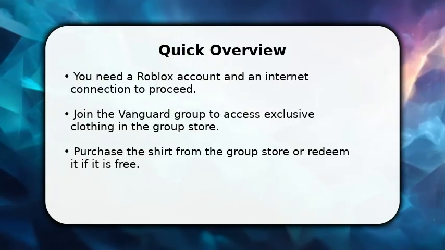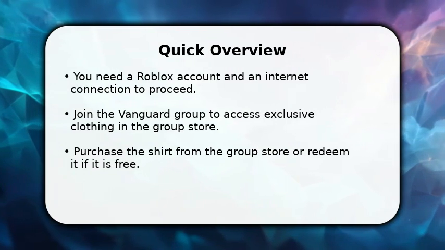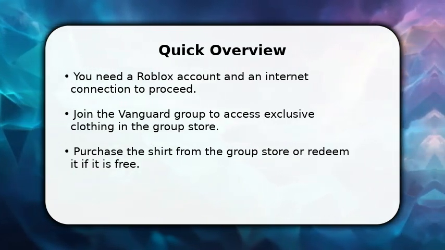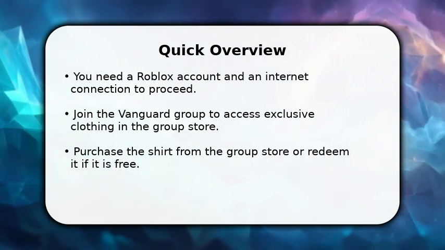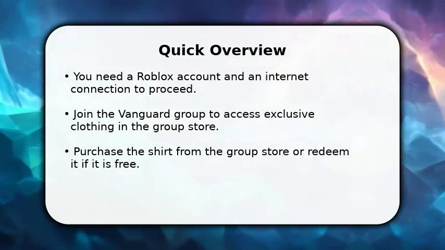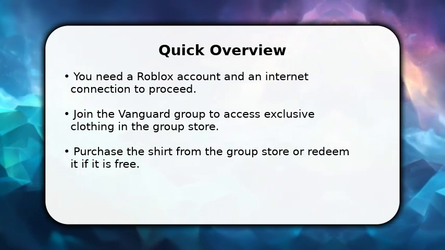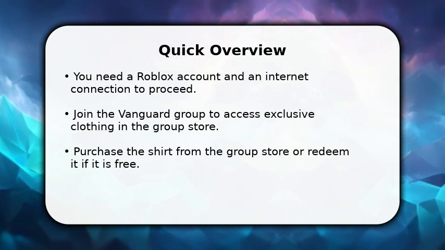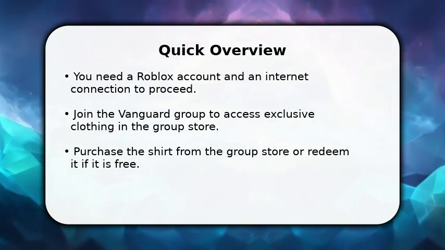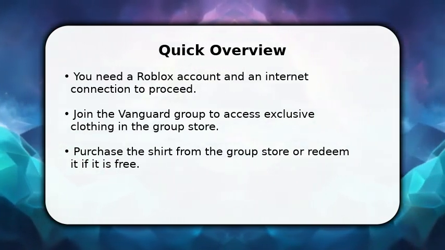In this video, I will show how to get Vanguard shirt in Roblox. Open Roblox and sign in, then use the search bar to find the Vanguard group and request to join or accept the invite. Once you are in the group, open the group store, locate the Vanguard shirt, check the price or free status, and click buy or get to add it to your inventory and wear it immediately.